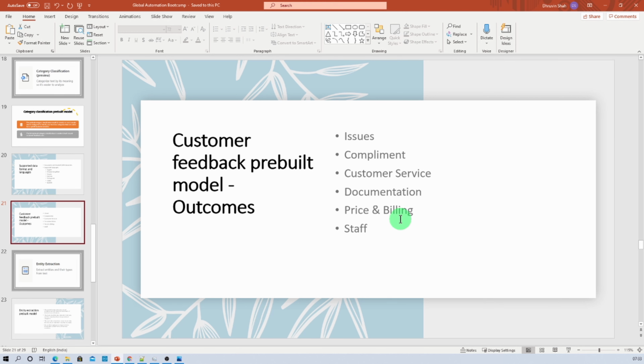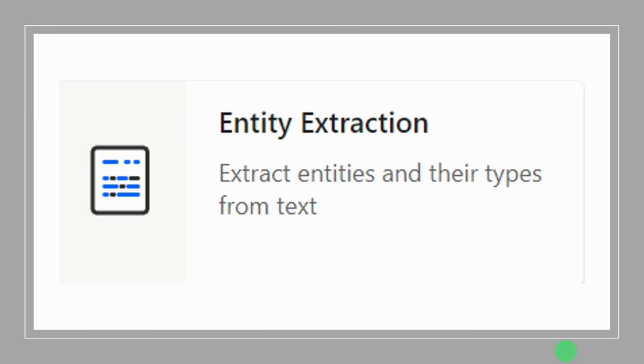Whatever statement we pass, it categorizes it, and based on that we can expand this flow as well. For example, we can email the appropriate department based on the categories. So this is how this pre-built AI Builder category classification model works.